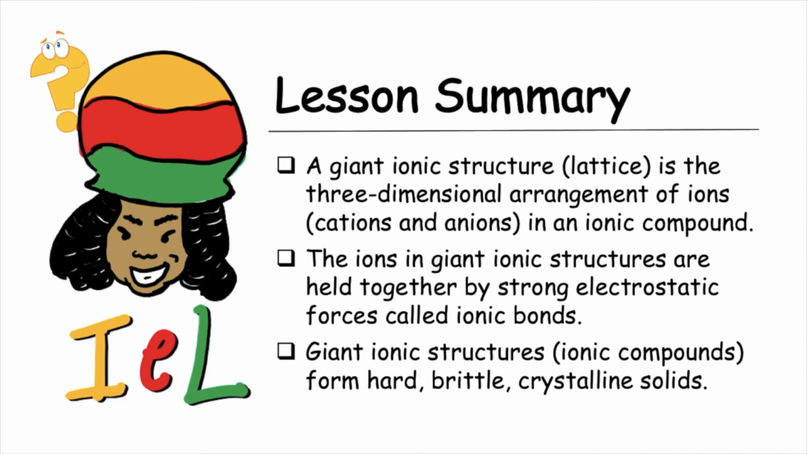The following are important summary points for our lesson. A giant ionic structure or lattice is the three-dimensional arrangement of ions, cations, and anions in an ionic compound. The ions in the giant ionic structures are held together by strong electrostatic forces called ionic bonds. Giant ionic structures, those are the ionic compounds, form hard, brittle crystalline solids.